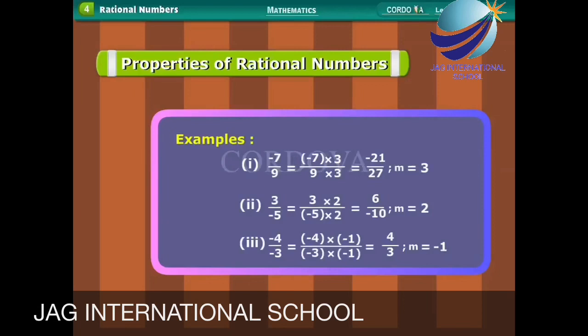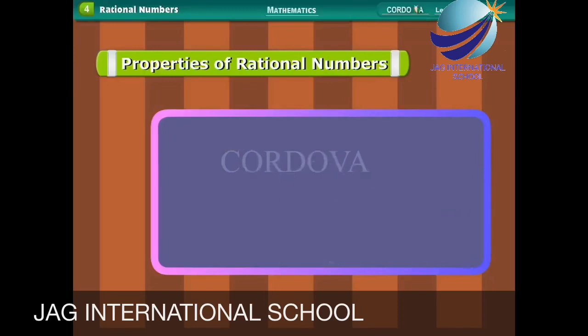Examples: minus 7 upon 9 is equal to minus 7 into 3 upon 9 into 3, which is equal to minus 21 upon 27. M is equal to 3. 3 upon minus 5 is equal to 3 into 2 upon minus 5 into 2, which is equal to 6 upon minus 10. M is equal to 2. Minus 4 upon minus 3 is equal to minus 4 into minus 1 upon minus 3 into minus 1, which is equal to 4 upon 3. M is equal to minus 1.